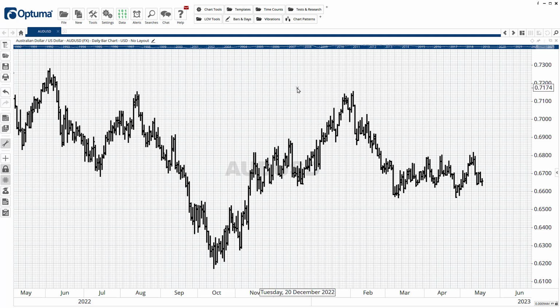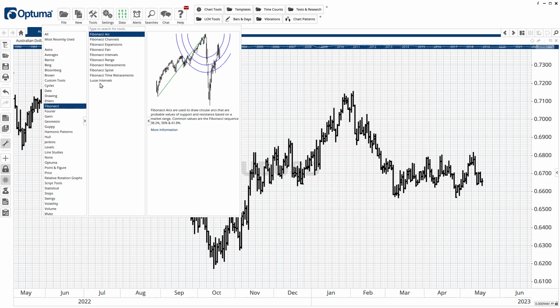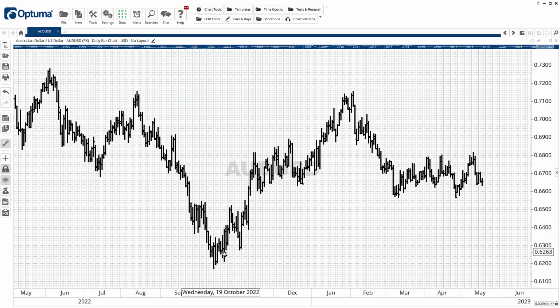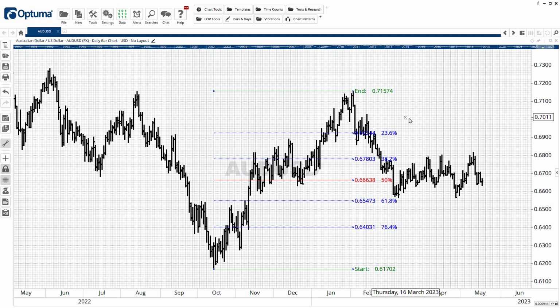Now, when we look at this chart, instantly my mind looks at the Fibonacci retracement tool, and I generally go from the previous major low to the major peak, or the major peak to major low. And there was a very significant low here, October 2022, very significant peak here, February 23. So in Optima, I just go into the tools, I find the Fibonacci set of tools, there's the Fibonacci retracements, and I just put that from the low price up to the high price.